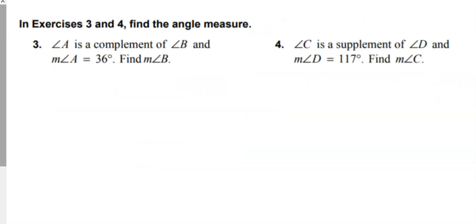Let's take a look at number 3 and 4. Find the angle measure. So it says complementary. A and B are complementary, and angle A is 36 degrees. So again, complementary means 90 degrees.